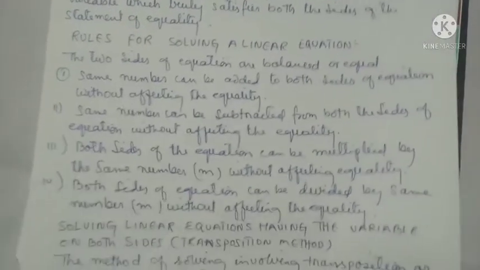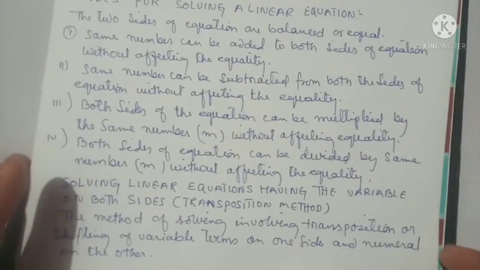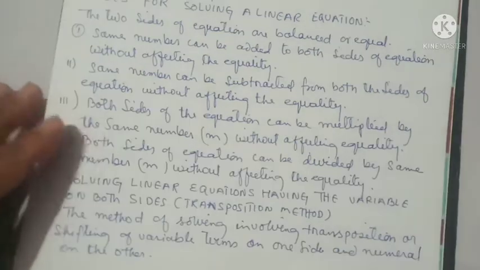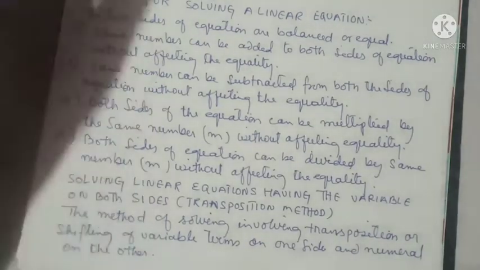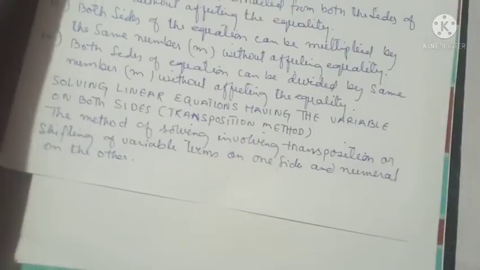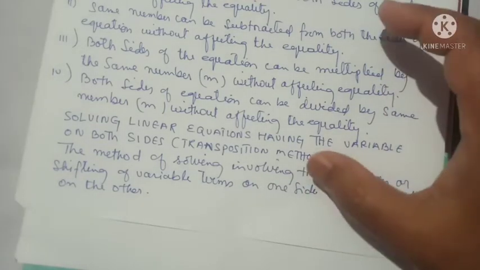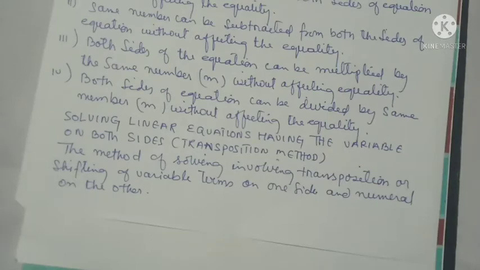These are the two methods we use to solve the linear equation. The first one is the systematic method, and the second one is the transposing method. We use the transposing method to find the value of the variable. By using these two methods, we are going to solve the linear equation.